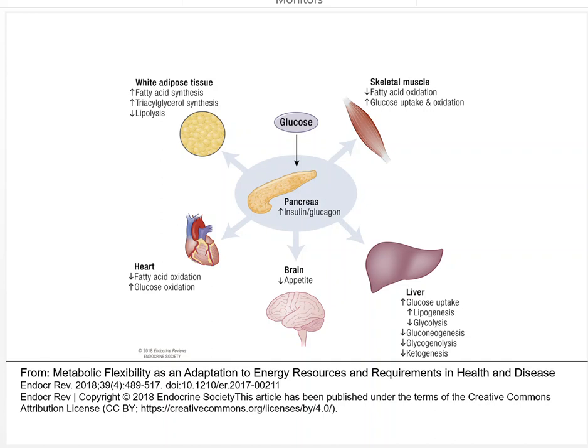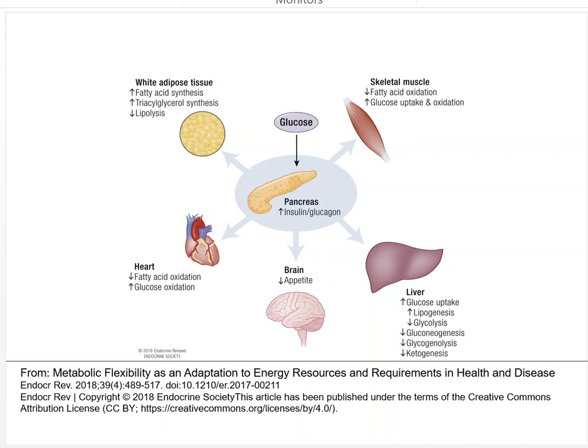We also see gluconeogenesis decrease, because the liver will not need to make glucose as a fuel source, which is one of the main roles of the liver when glucose is not available. And we see decreased breakdown of glycogen and decreased formation of ketones.